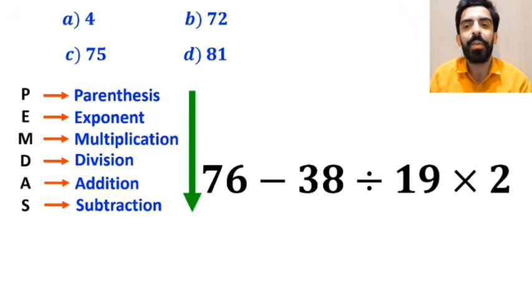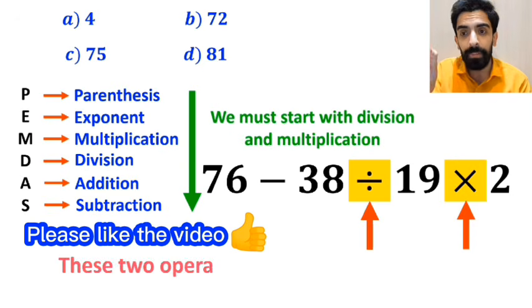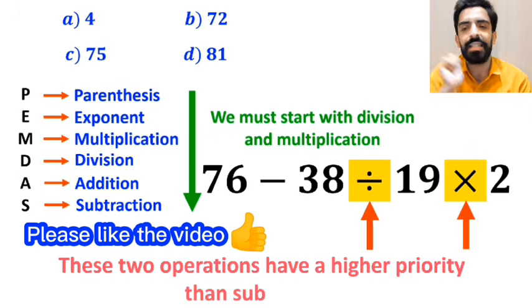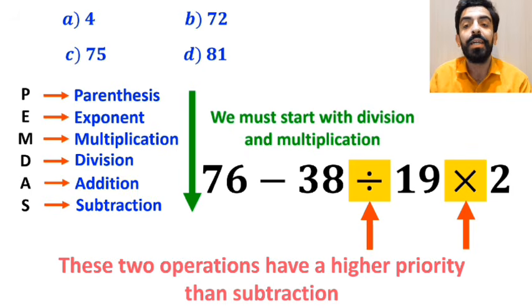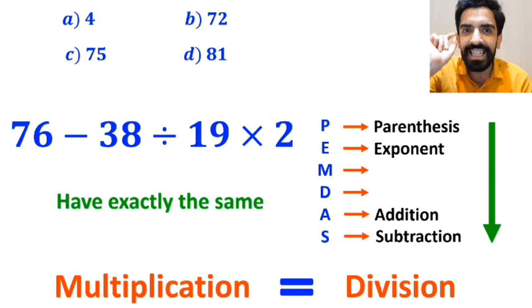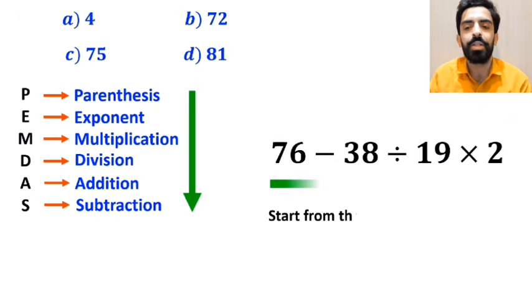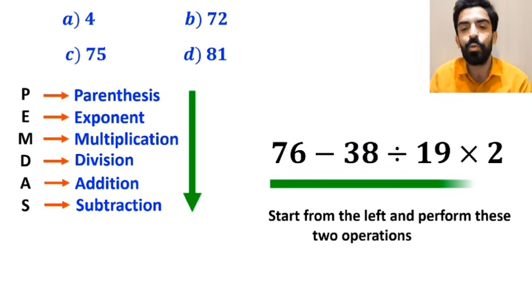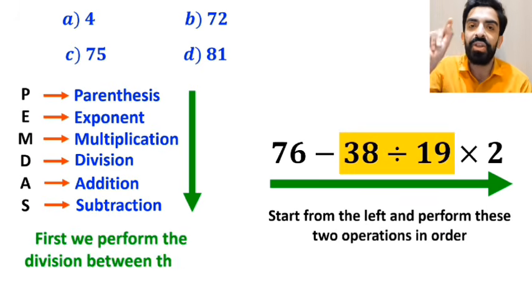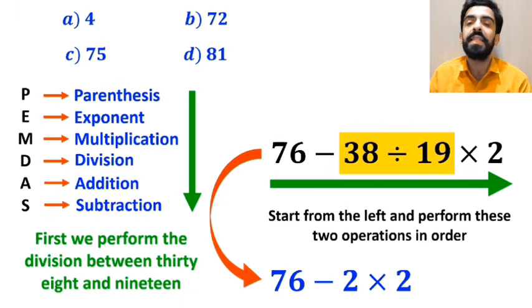Okay, according to the PEMDAS rule, we must start with the division and multiplication because these two operations have a higher priority than subtraction. However, it's very important to keep in mind that multiplication and division have exactly the same level of priority. In this situation, the best approach is to start from the left and perform these two operations in order. So, first we perform the division between 38 and 19. And instead of the original expression, we can write 76 minus 2 then times 2.